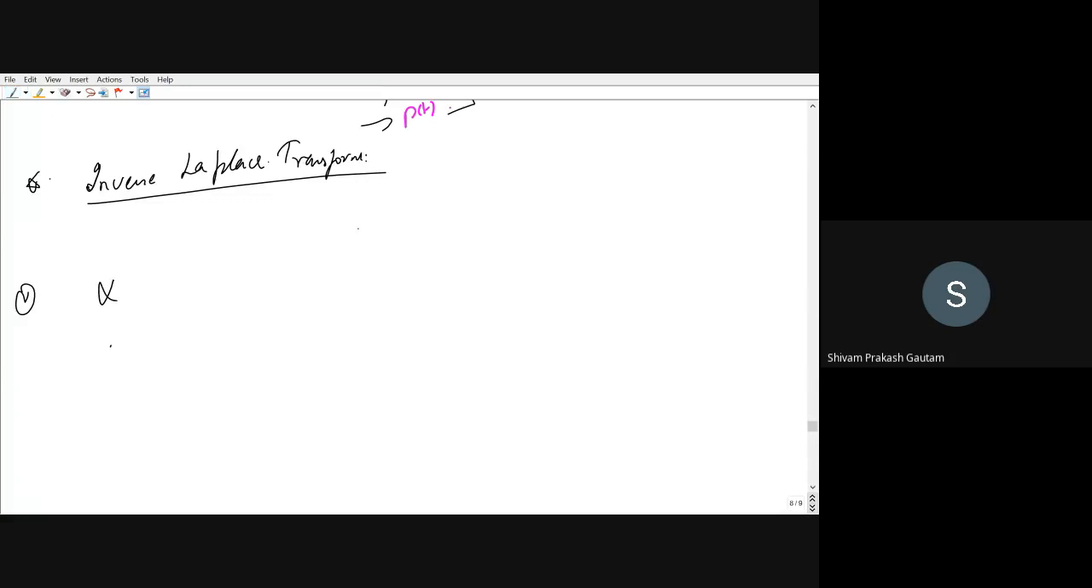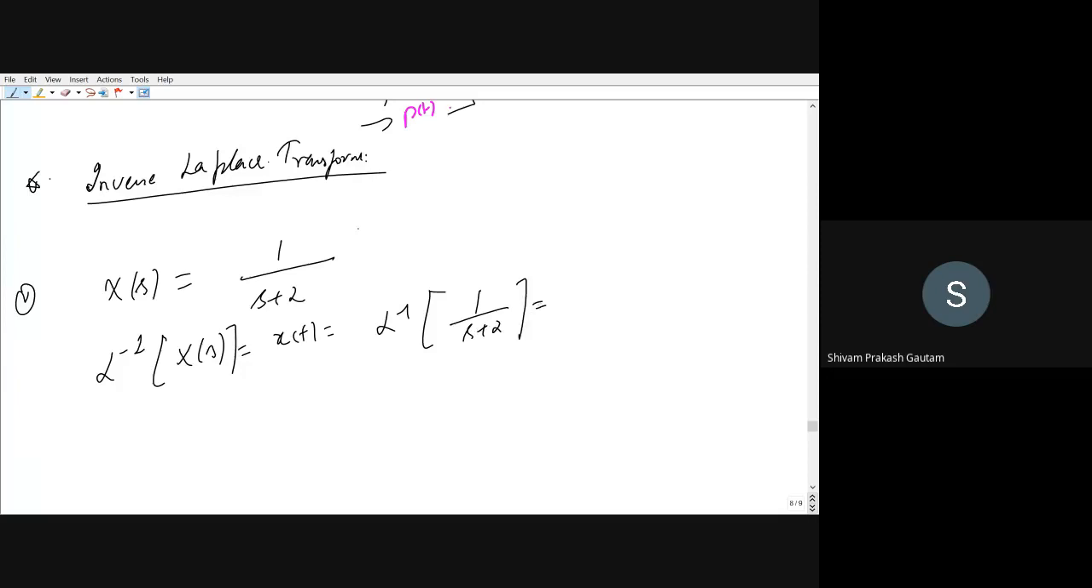Let us suppose, am I audible? Yes, sir. X of s is given by 1 upon s plus 2. Again, I'm taking this from the notes that I have provided to you. So what will be the inverse Laplace transform? I will write it as L inverse. L inverse of X of s will be given by x of t, and this will be equal to Laplace inverse of 1 upon s plus 2. What will be the Laplace inverse of 1 upon s plus 2? It will be e to the power minus 2t, not 2s. It will be minus 2t, right? Yes, sir.